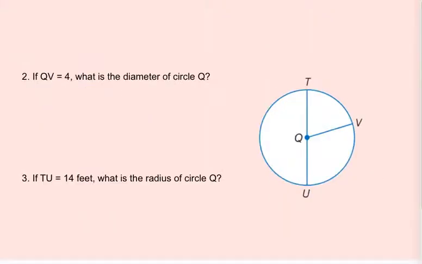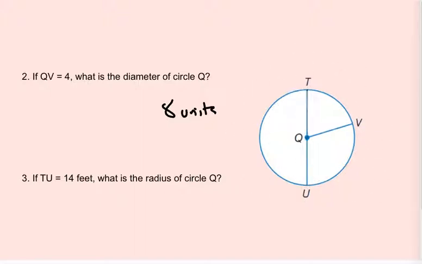QV is 4. What's the diameter of circle Q? So QV is 4, that makes this length 4. 4 inches, 4 meters, 4 feet, whatever. Every radius of a circle is the same. So if this is 4, QT is also 4, QU is also 4. It's always going to be double the radius, so my diameter is going to be 8 units.